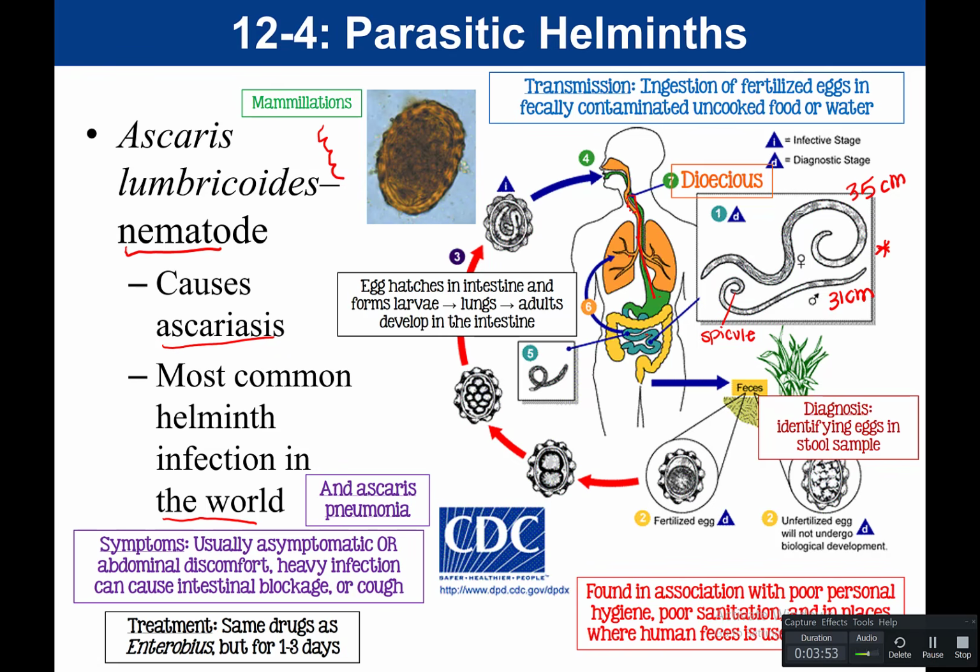This one, remember, has two diseases that it causes. It causes ascariasis, which is going to be the adult worms in the intestine, and it also causes this Ascaris pneumonia when we get the larval worms that are in the lungs. And so basically this slide is going to be what you want to study for Ascaris, and you're going to fill in your table.